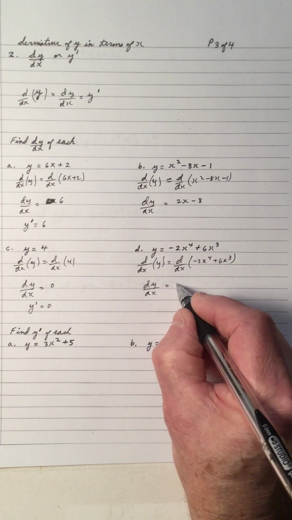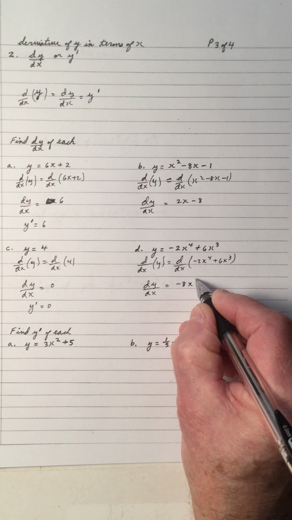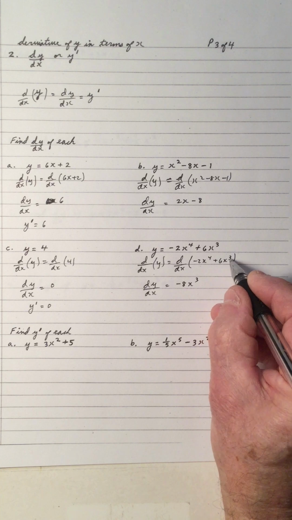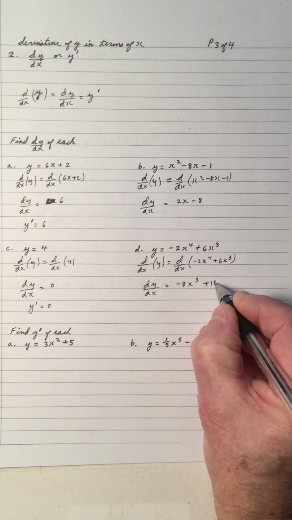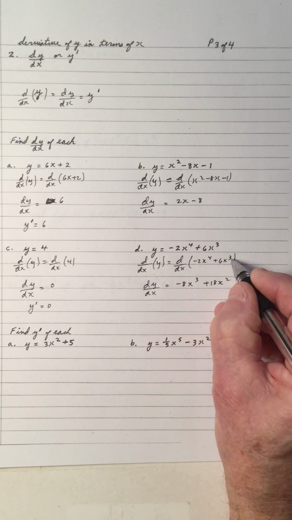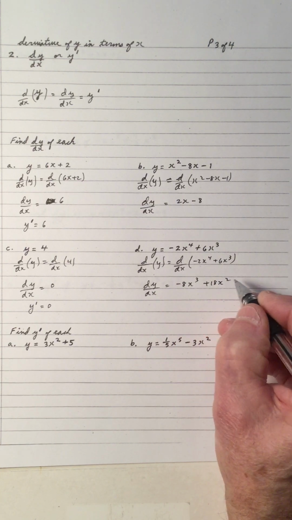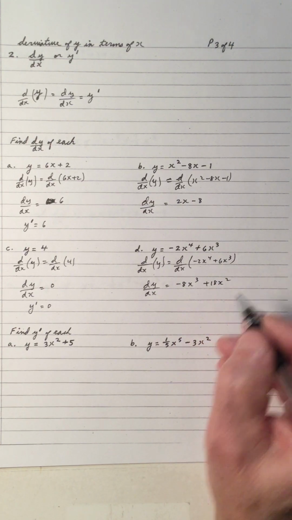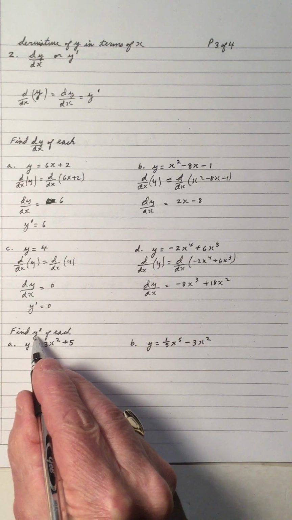Negative 2 times 4 is negative 8x cubed. And 6 times 3 is 18x squared. So notice the quartic becomes a cubic, and the cubic becomes a quadratic. The degree goes down by 1. Find y prime of each.